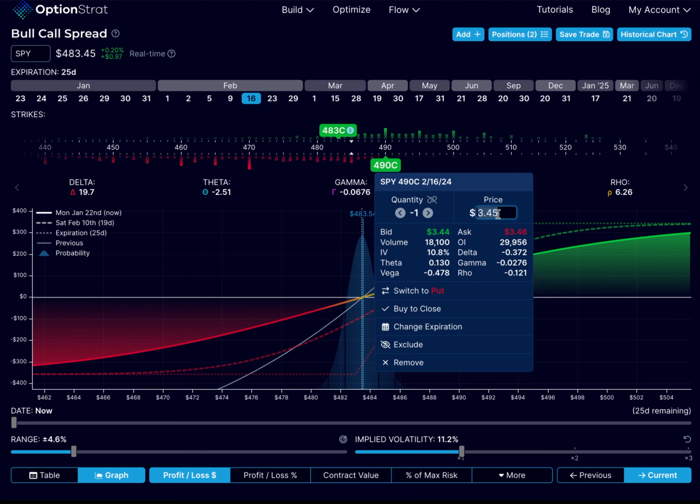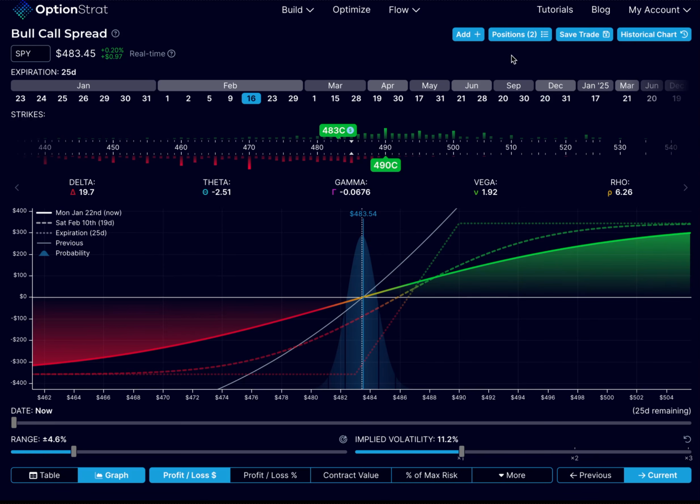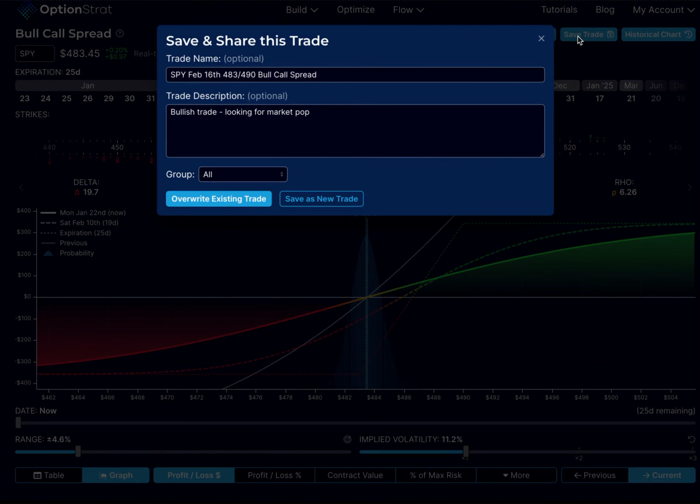If I wanted to put something different in there, or if I traded this trade on whatever platform, I can take the pricing that I got off that platform and come back and enter it here so that this is accurately representing my trade for me. But if I like everything about that, then I'm just going to click on Save Trade again, and I can overwrite my existing trade or save this as a new trade.